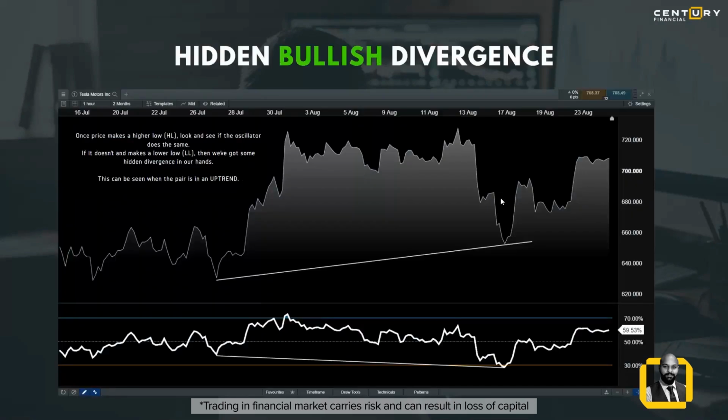Now let's look at hidden divergence. In this case, higher lows. Basically the price is going up, and when it drops it is not going back below this, it is making a higher low. So every time the price goes up it makes a higher low, meaning buyers are buying back into the market. What we are looking at over here is Tesla Motors. Every time, the buyers are trying to buy back into the market.